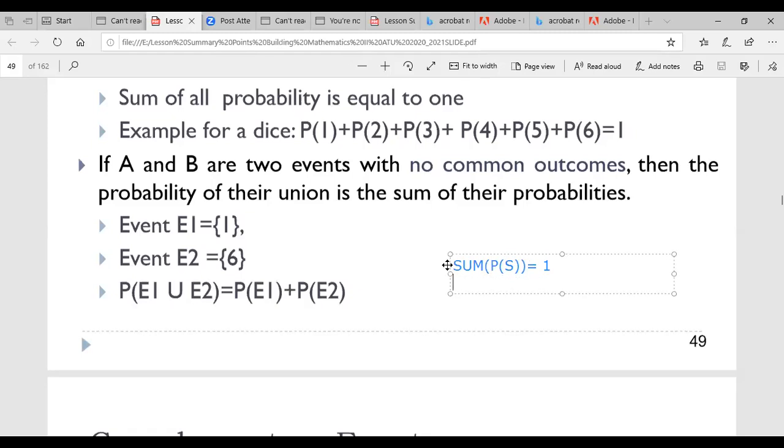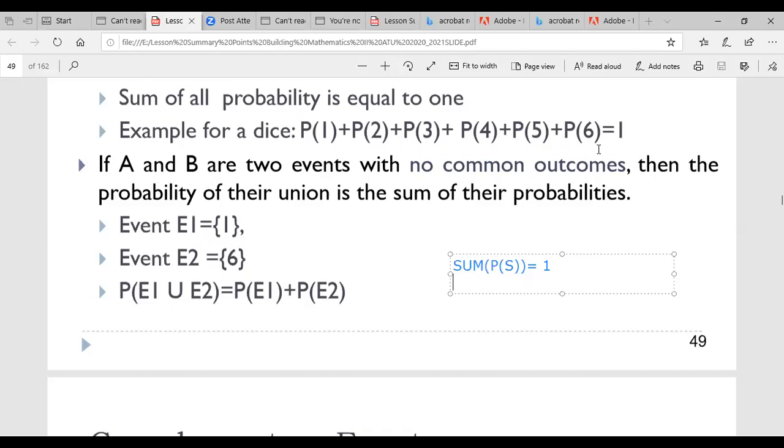When you take, for example, the toss or roll of a die, the possibilities are 1, 2, 3, 4, 5, and 6, right? Which means that their probabilities are 1/6, 1/6, 1/6, 1/6, 1/6, 1/6.